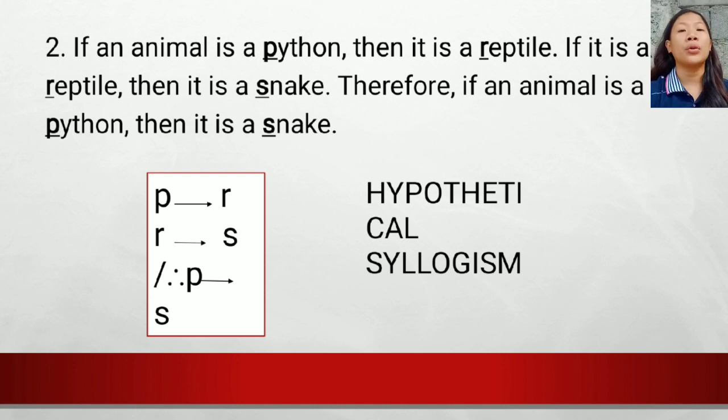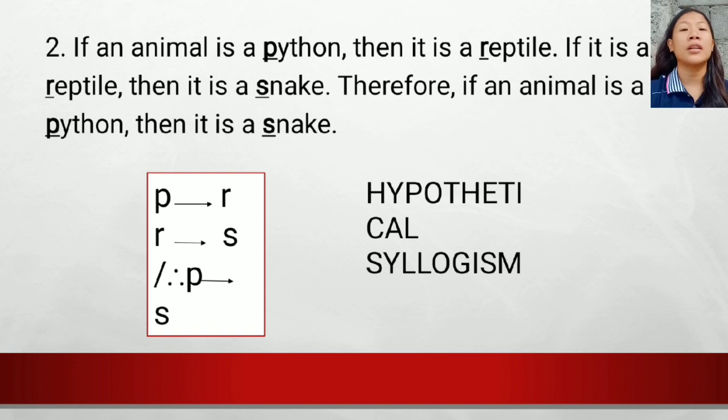What we are going to do now is to analyze the given argument, and we will notice that we have two statements here before the conclusion. So, yung first statement natin is, if an animal is a python, then it is a reptile. At yung pangalawa naman is, if it is a reptile, then it is a snake. Now, what we are going to do is determine the premises.